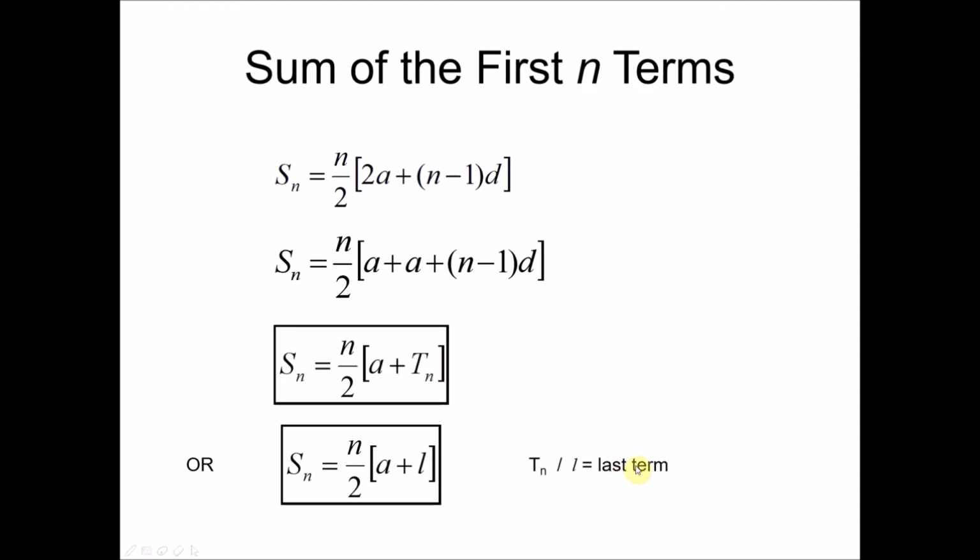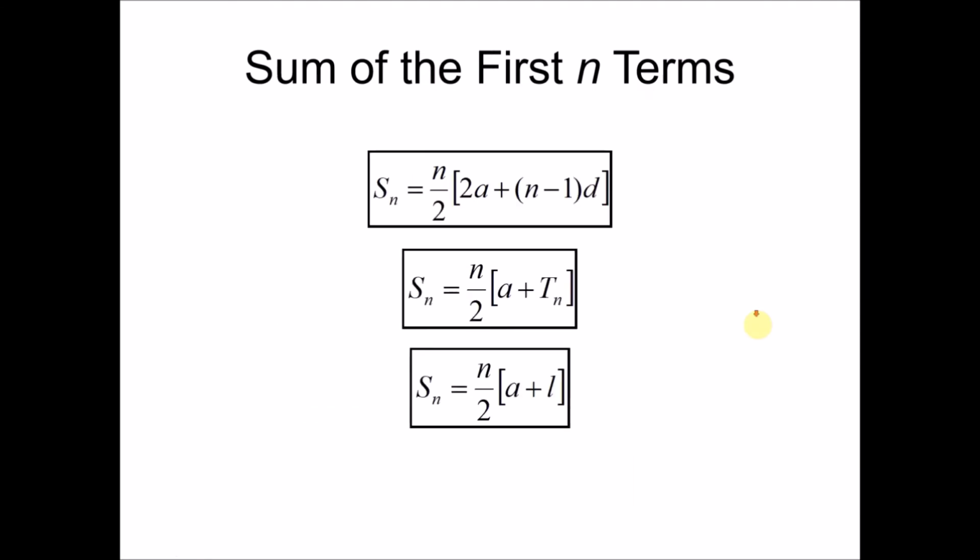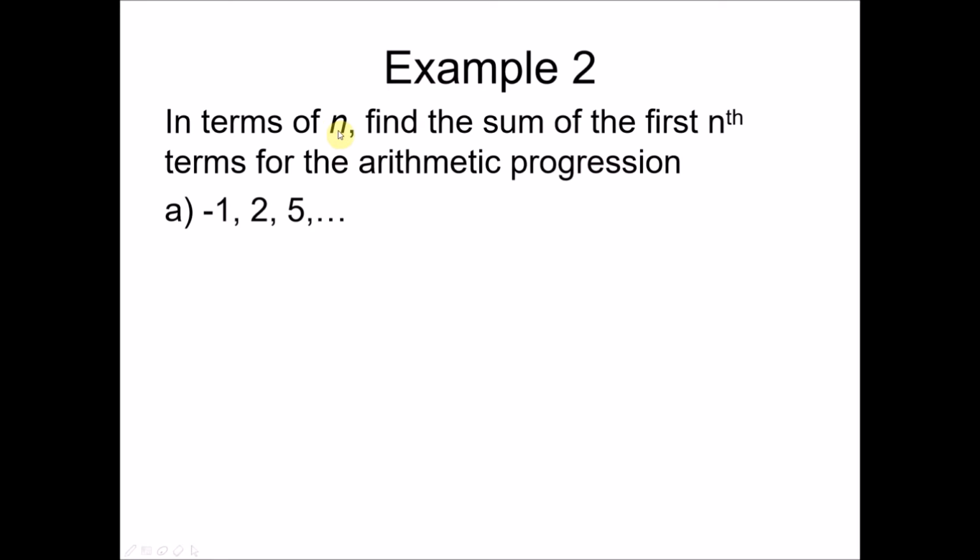If we know the value of the last term, then we can use this. So right now we go to the rest of the examples. Example number 2: in terms of n, find the sum of the first n terms for the arithmetic progression. So this time, you are not looking for a value, but you are looking for the solution in terms of n.